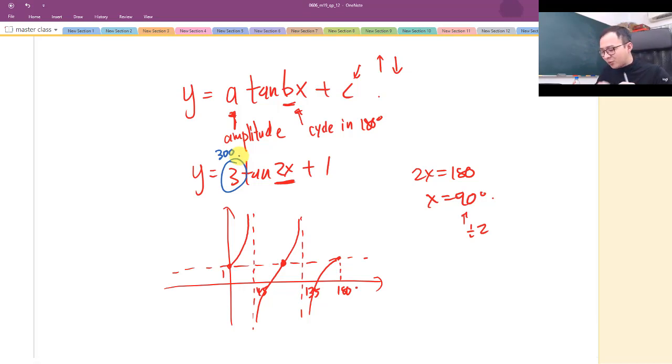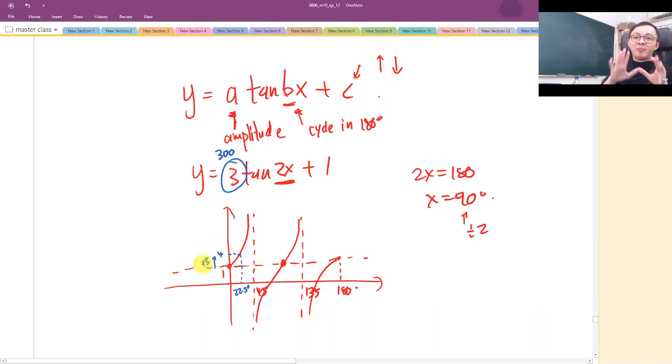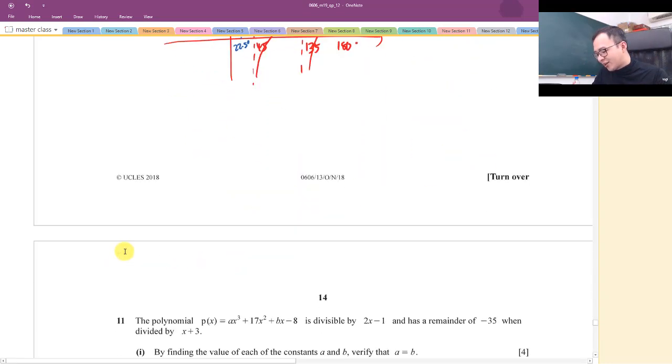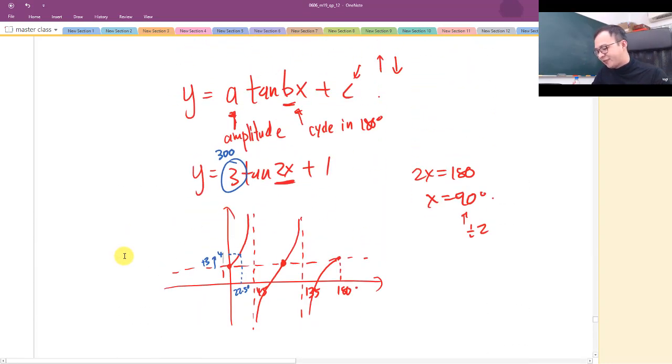But if you really want to know where exactly the 3 is hidden, at 22.5, the half of 45, 22.5 degree here, you have 4 plus 3. This is how you can actually get the amplitude. But normally, if you want to draw a tangent graph, most of the time you can just ignore the amplitude. But for sine and cos it might be a little bit different.